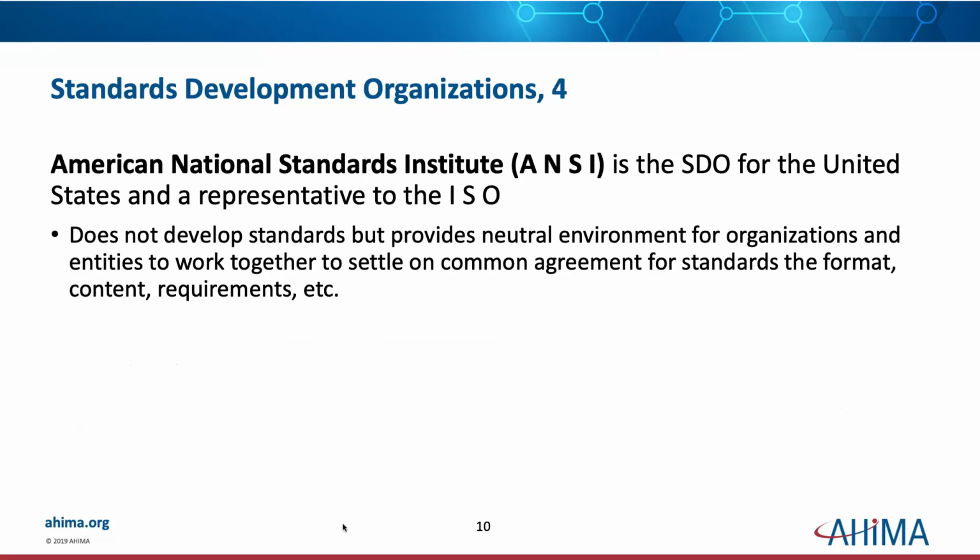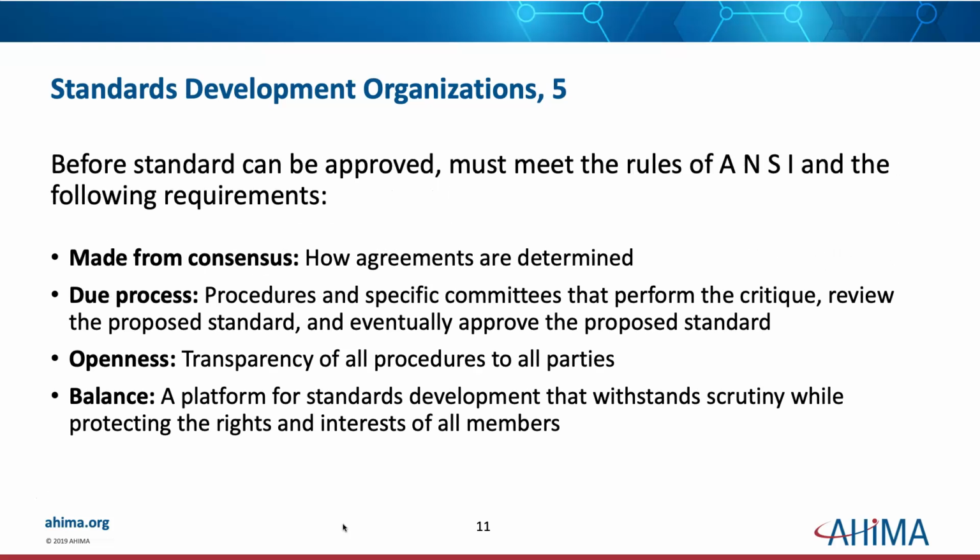the week. All right, so what is the group that is the SDO for the US? It is called the American National Standards Institute, or ANSI. ANSI is our representative again to the ISO. They don't develop standards, but they provide a neutral environment for organizations and entities to work together to settle on common agreement for standards, such as the format, contents requirement, that sort of thing. So they're there to represent us to the ISO as a country, and then of course they bring back what the ISO has approved and try and get that disseminated out and implemented.